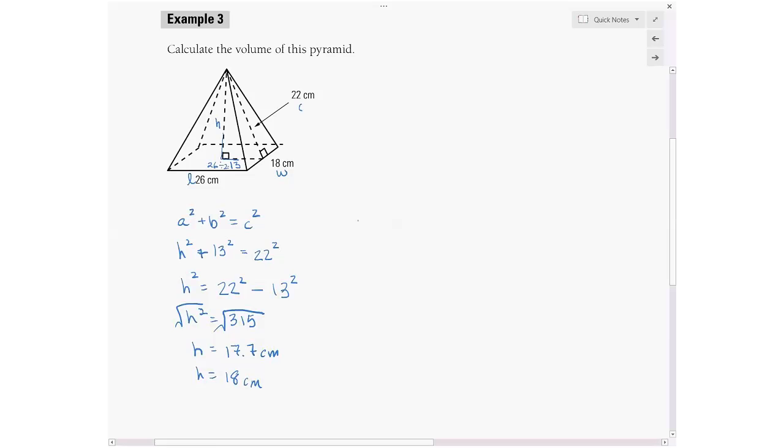Okay, so 18 centimeters, and now we can calculate the volume, because the volume is 1/3 the length times the width times the height. So that's 1/3, the length is 26, the width is 18, and the height is what I calculated here, also 18. It's actually 17.7. Like I say, the answer key uses 18. If you use this more accurately and use 17.7 or even went to 2 decimal places, it wouldn't be wrong. In fact, it would be better, and I certainly wouldn't mark it wrong.